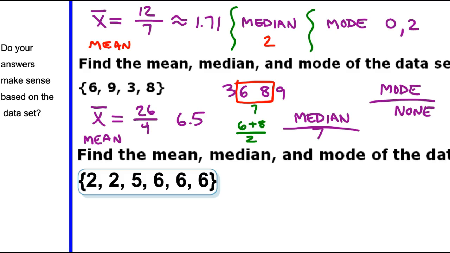All right, find the mean, median, and the mode of the data set at the bottom. All right, we've done this enough. Let's skip that. Okay, so let's go on to the next page here.